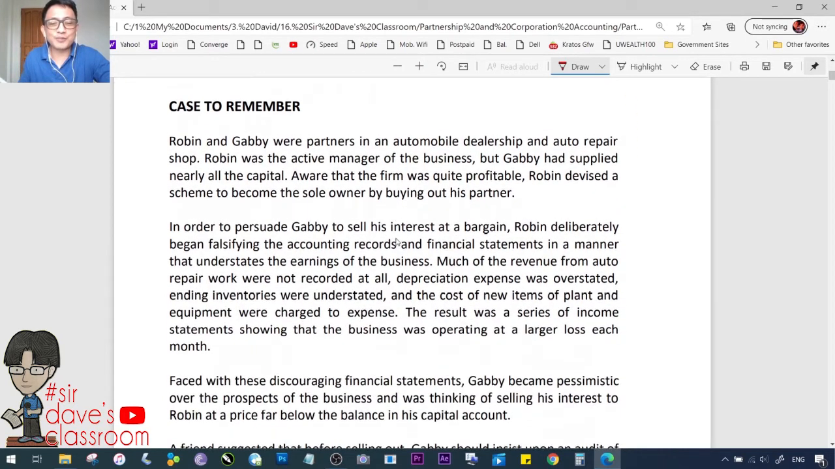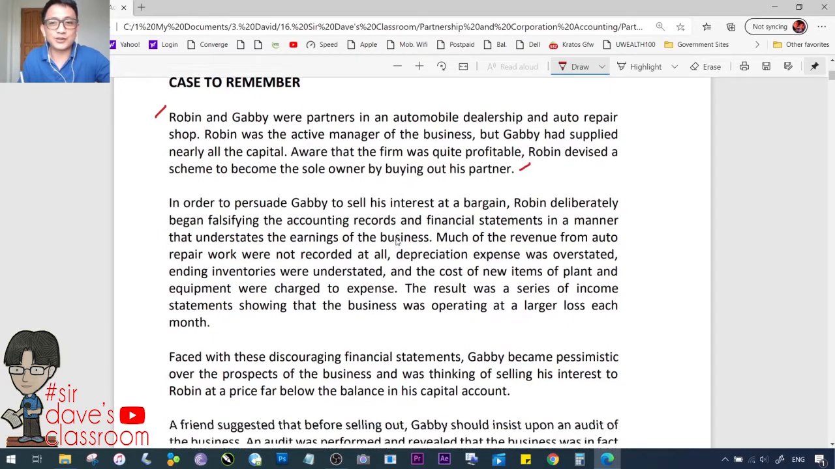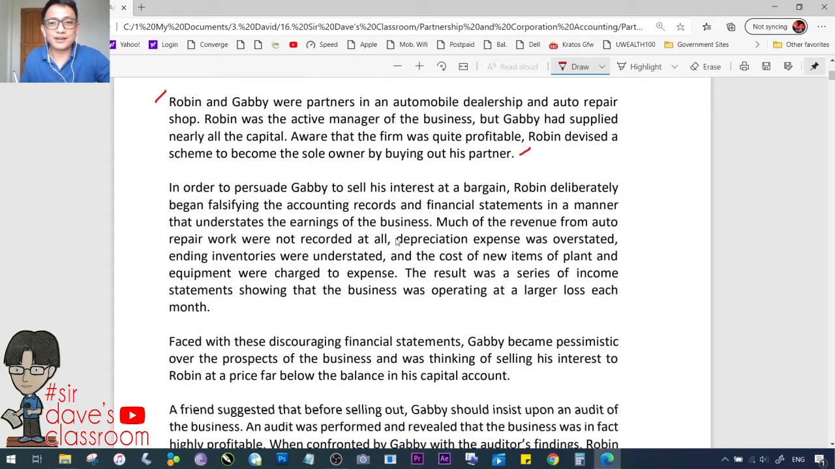Case to remember again. So yung case to remember natin sa chapter 1, I hope you have resolved that on your own. Okay? You would have concluded based on our discussions. Another case. Robin and Gabby are partners in an automobile dealership and auto repair shop. Robin was the active manager of the business, but Gabby had supplied nearly all the capital. Aware that the firm was quite profitable, Robin devised a scheme to become the sole owner by buying out his partner. Masama ugali nito si Robin. Pinagbabalakan ng mali si Gabby.